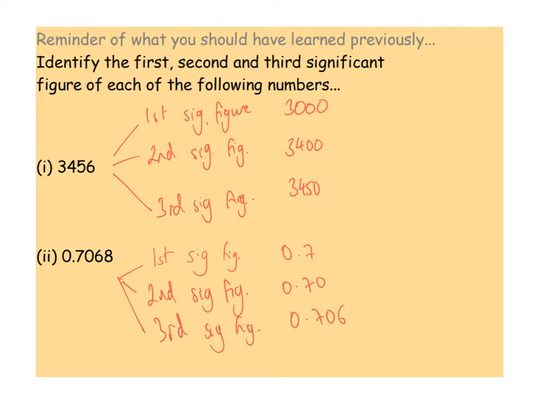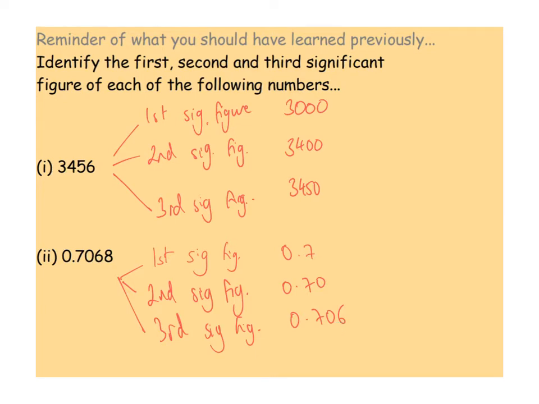Just be careful here, I'm not rounding these values. If I rounded, for example, 3,456 to three significant figures, I would get 3,460, not 3,450. I'm just identifying that this 5 was the third significant figure, this 4 was the second significant figure, this 3 was the first significant figure, and on the second number, the 7 is the first significant figure, the 0 here is the second significant figure, and the 6 here is the third significant figure.